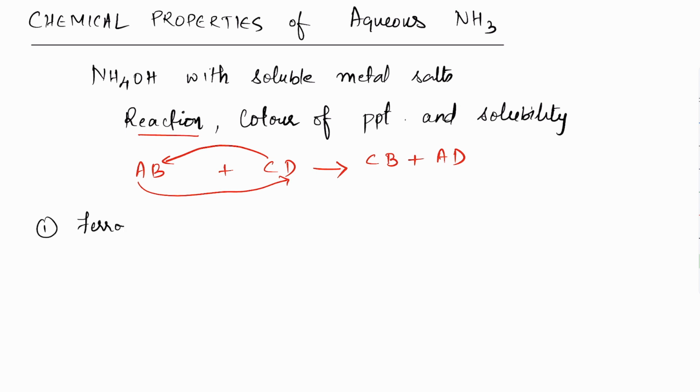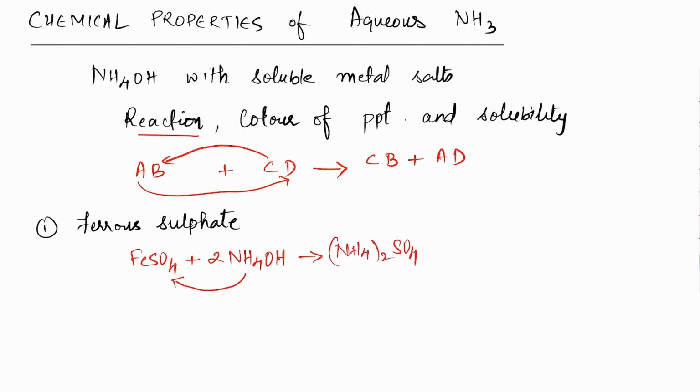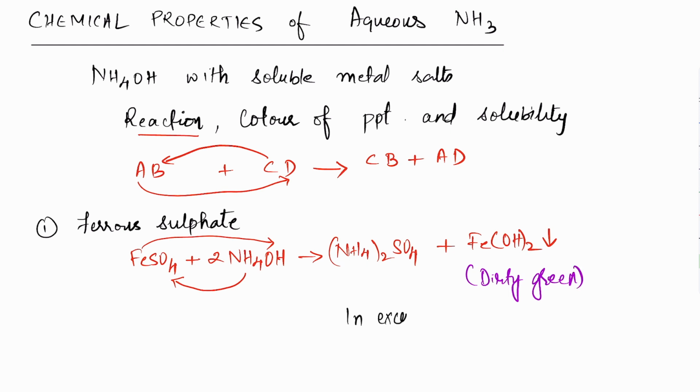The first salt is ferrous sulfate. The reaction is ferrous sulfate reacts with ammonium hydroxide. Using the double decomposition method, ammonium sulfate and precipitate of ferrous hydroxide will be formed. The color of the precipitate is dirty green. In excess of ammonium hydroxide, it will be insoluble.